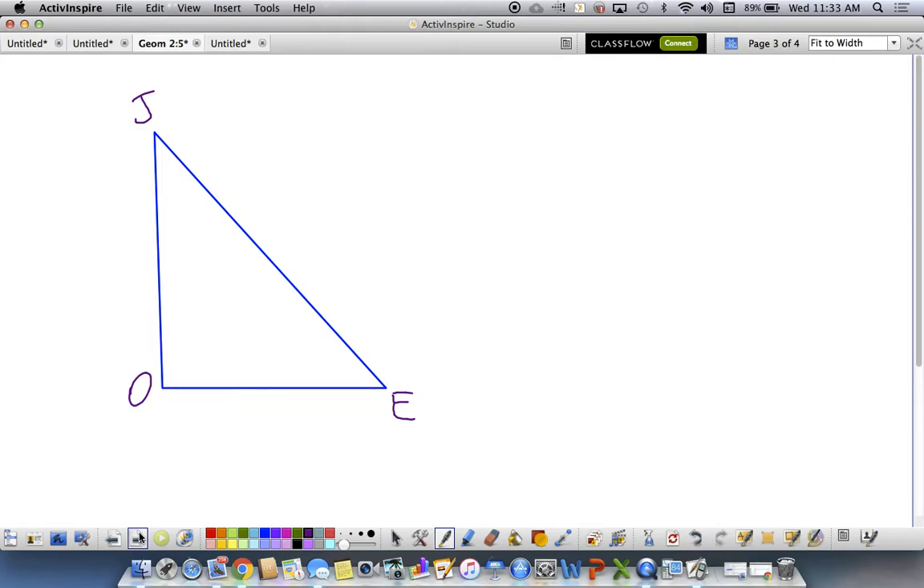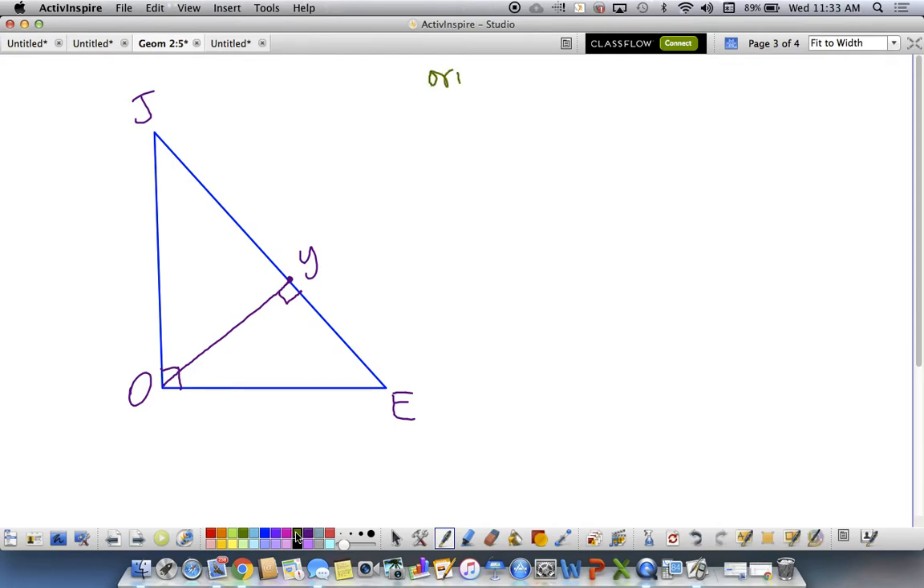We're going to draw the altitude from the right angle to the hypotenuse. Is that kind of close to a right angle? Not bad. And we're going to name that point Y. Okay. Actually, I could have done something first, but it's okay.